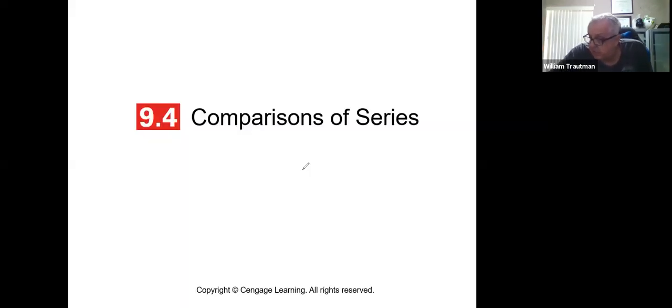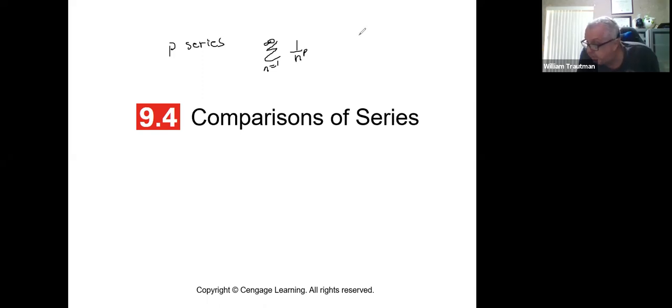All right, everybody, this is section 9.4, but before I start 9.4, I'm just going to refresh our memory from things from 9.3. The P series. The P series looked like this. What was it? I think it was n from 1 to infinity of 1 over n to the p power.